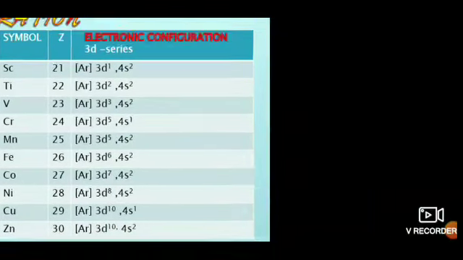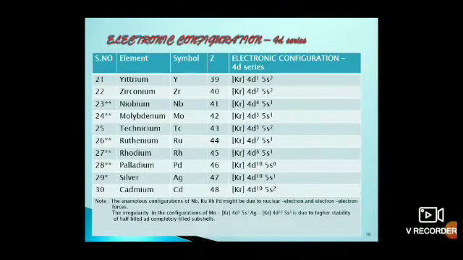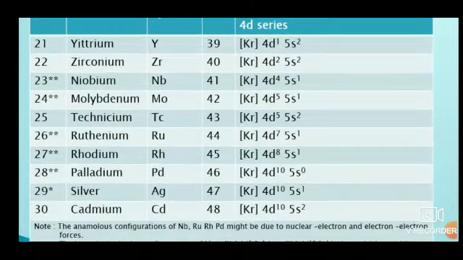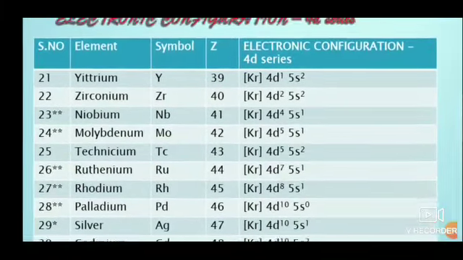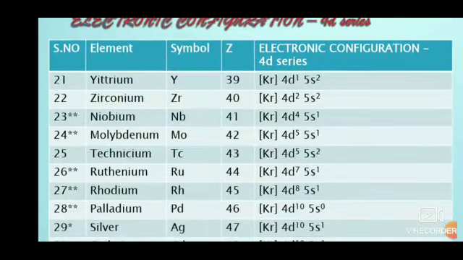And next, coming to the electronic configuration of the next series, that is 4d series, which starts from yttrium and ends with cadmium. And so the atomic number is 39. Here we take the noble gas configuration for krypton, and it is written as 4d1 5s2, for zirconium 4d2 5s2. Likewise, but niobium, it should be 4d3 and 5s2, instead it is given 4d4 5s1.